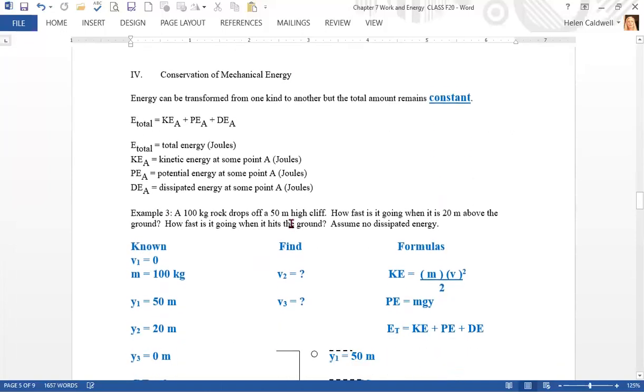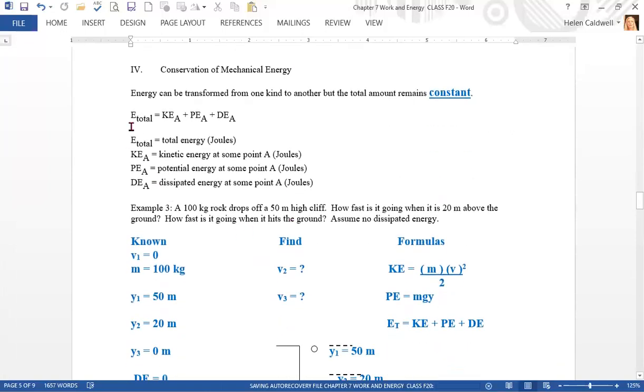Let's look at some conservation of mechanical energy problems. So remember we said energy is conserved. It can be transformed from one kind to another, so from potential to kinetic, but it's not lost. We can account for it. And the equation for our energy is that the total energy is equal to the kinetic plus the potential plus any lost energy in getting there. All our energies are going to be in joules. DE is what we're using as an abbreviation for dissipated or lost energy. So that might be energy lost to sound or heat along the way.